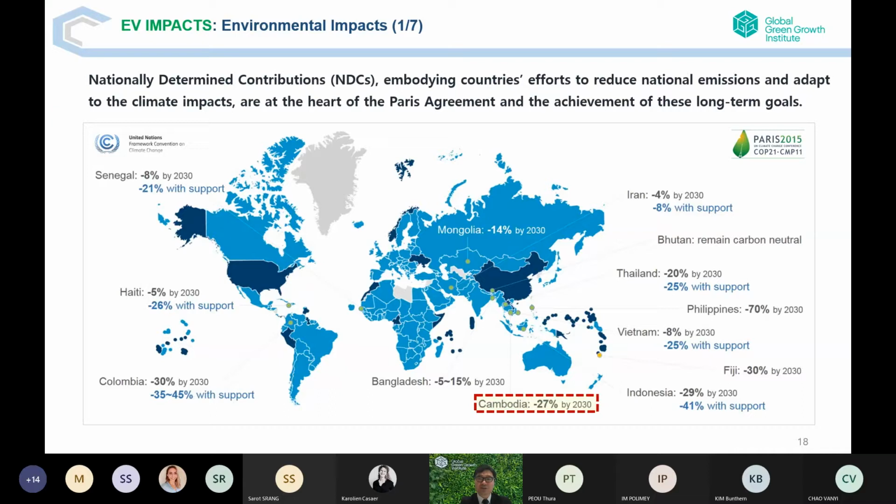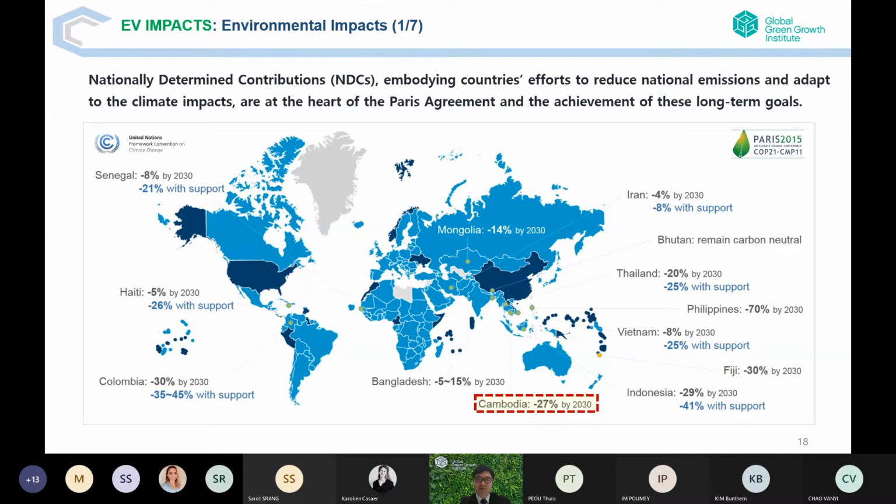The Nationally Determined Contribution embodies countries' efforts to reduce national emissions and adapt to the climate impact. So 198 countries have plans to reduce carbon emissions. Through submitting the NDC, they showed how to reduce carbon emissions. Iran plans to reduce 4% compared to BAU by 2030, but with support from international society, they can reduce carbon emissions by 8%. And Cambodia also, your country, very actively and aggressively set a target of 27% reduction by 2030.